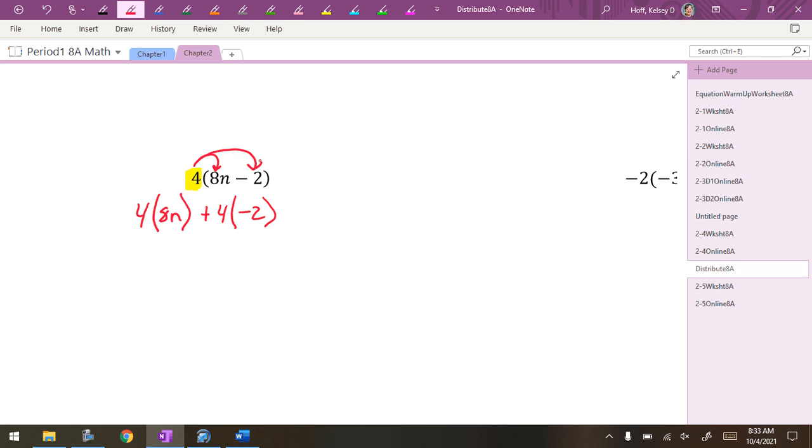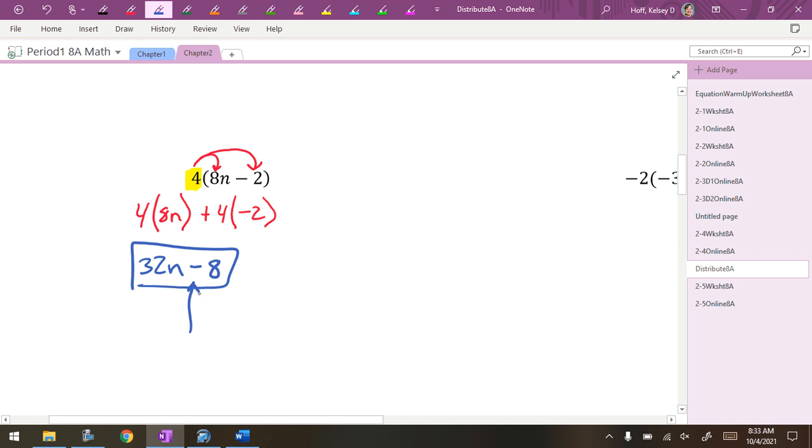Somebody raise your hand and tell me 4 times 8n. Jack? 32. Positive or negative? Positive 32n. Somebody else raise your hand and tell me 4 times negative 2. Courtney? Negative 8. Do not write a plus sign there. It is negative 8, so it's minus 8. Do not automatically put the plus sign there. This sign is determined by what your number is for 8. Is it a positive 8 or a negative 8?